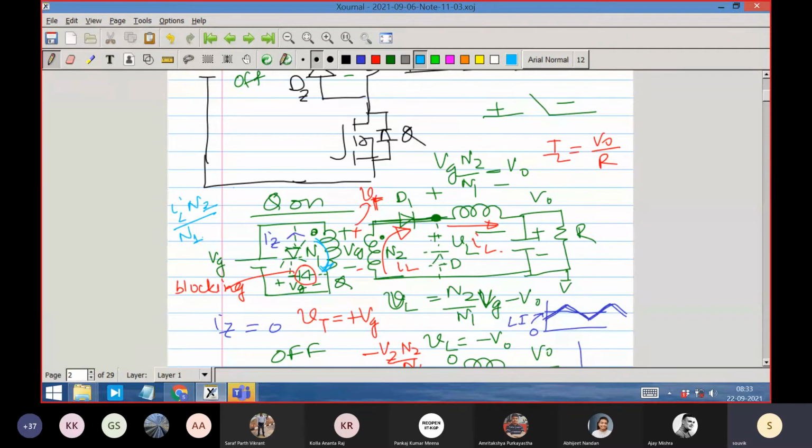IP, primary. If I call this current generically IP, primary current, then IP is equal to this plus IM, the magnetizing current. Magnetizing is the flux producing component of this. So that is the primary current at that instant. But the load component of the current, if you look at it, this is the load component in the primary, and this current will flow from dot to cross.